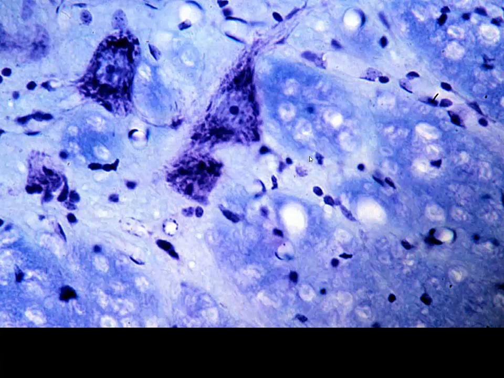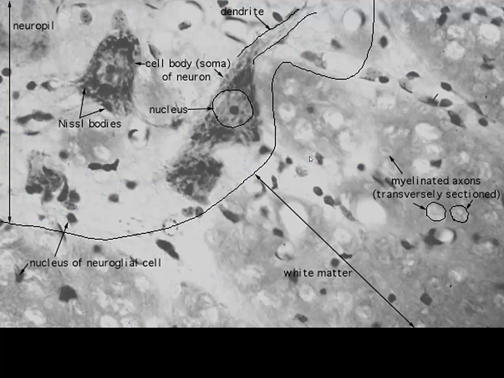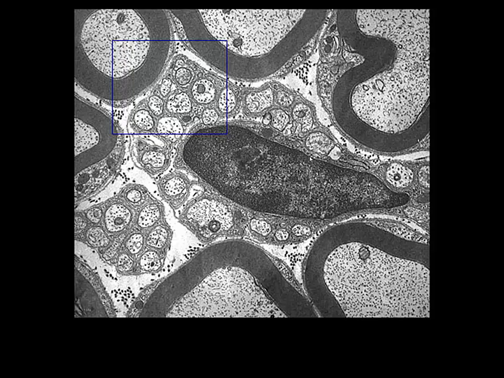Once again, very similar image: neuropil, neurons, prominent nucleolus, Nissl bodies. We see some capillaries scattered throughout there as well. Now at the EM level, I think it's fairly obvious that we're looking here at several myelinated axons. That's what these dark, thick rings are.